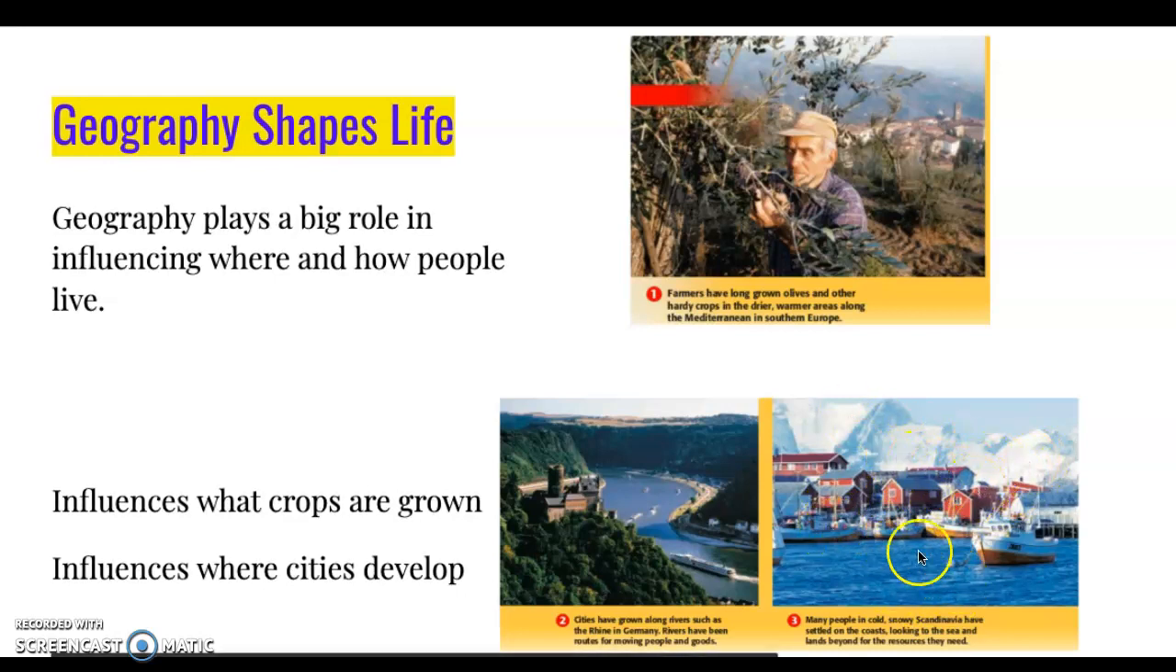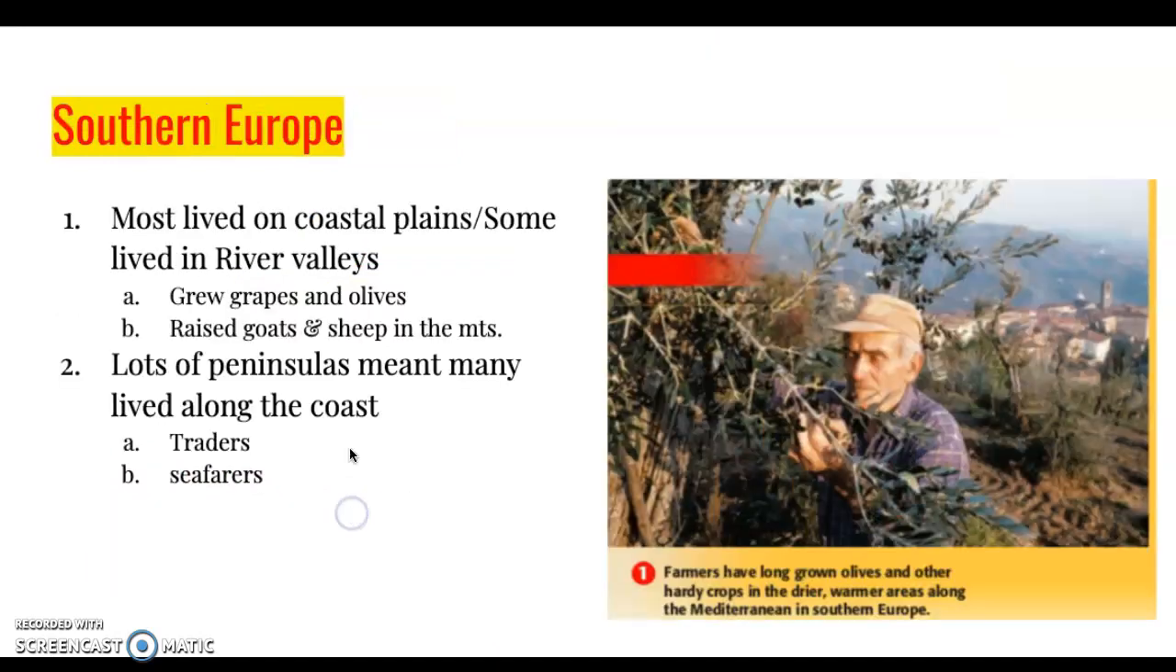So they're going to be more here in the water and living their life on the water. But this type of geography is going to shape and influence where and how people live. It's going to influence what crops are grown and where the cities develop. So in Southern Europe, most of the people will live, of course, along the coastal plains.